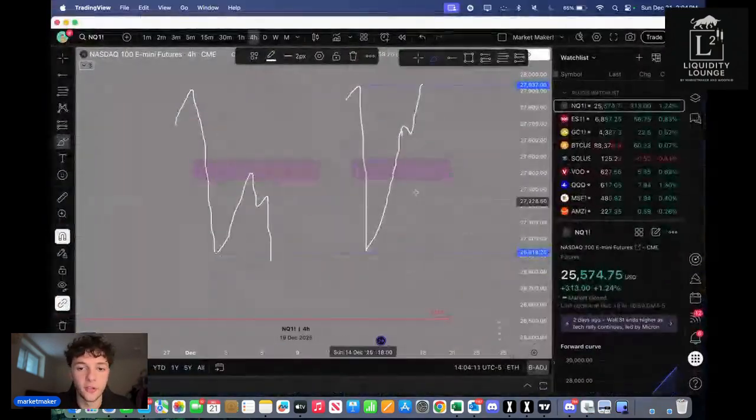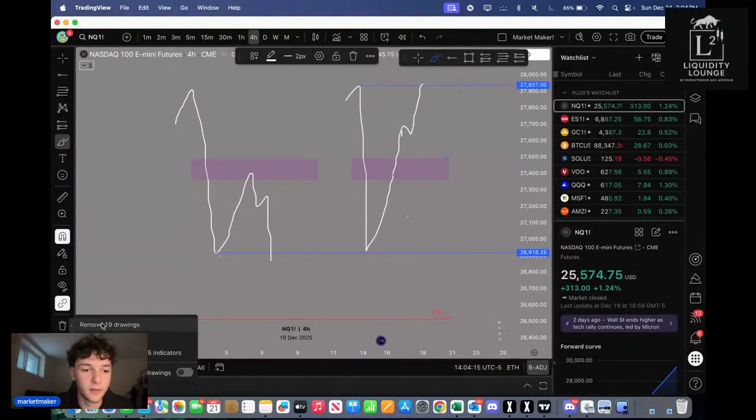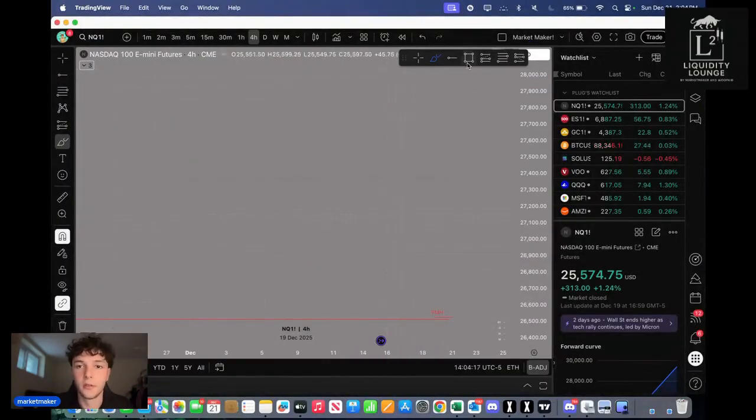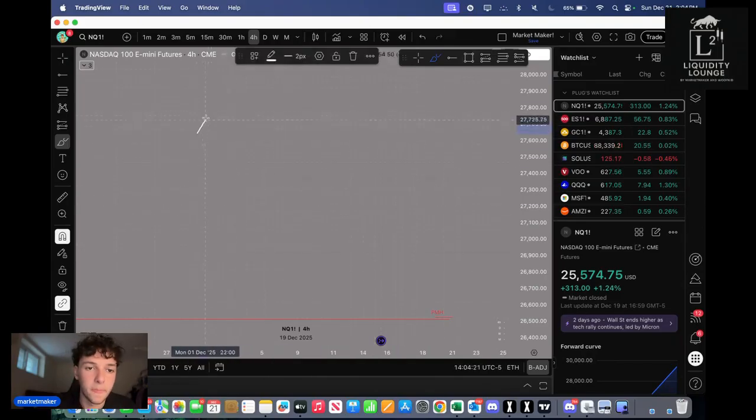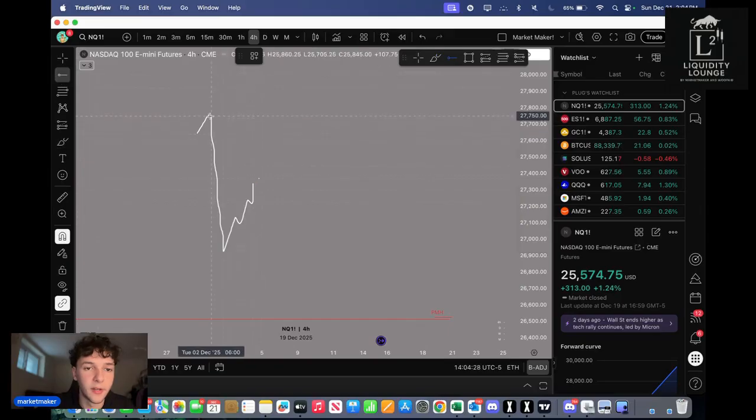And candlestick logic. All right, this is a big one. Let me delete all this crap right here. All right, deleted all that. So, candlestick logic. Now let's say price is just moving like this, and we have this high up here.